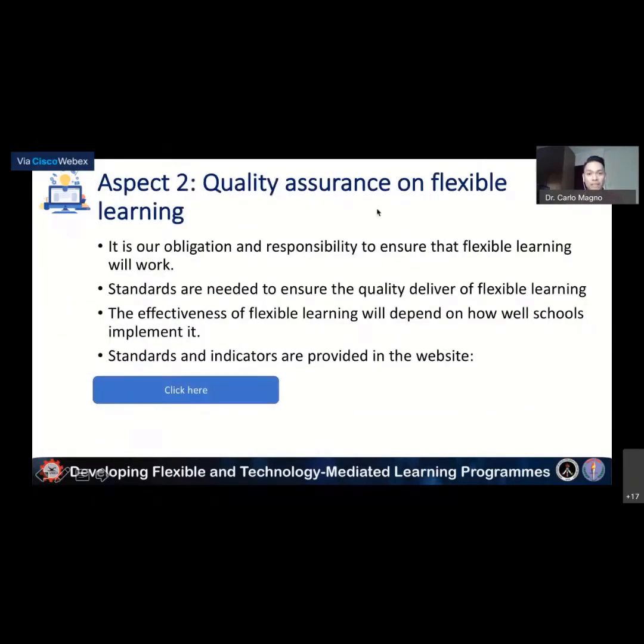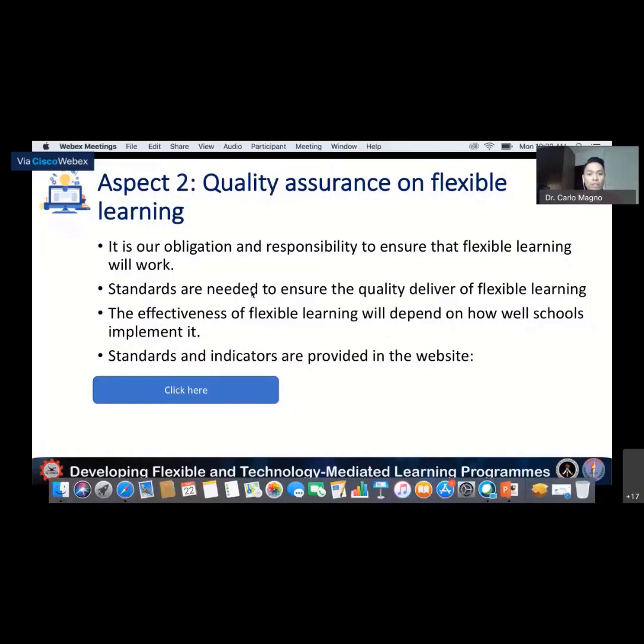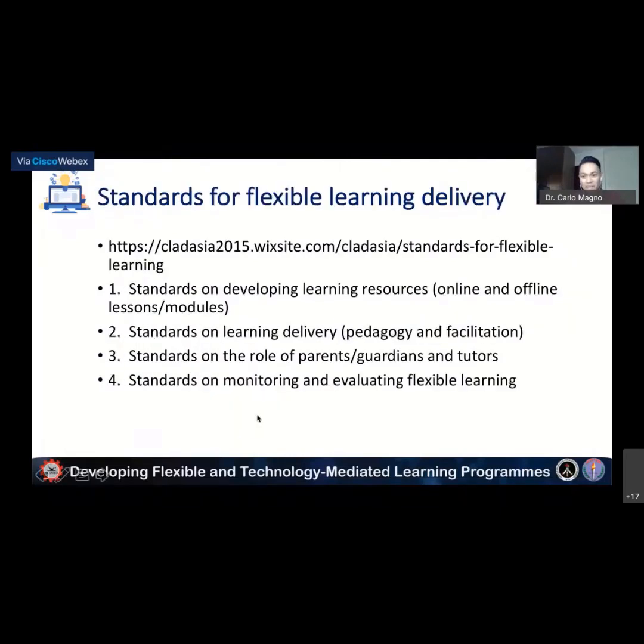When you say aspects of quality implementation of assessment, it's very important that we realize that it is our obligation and our responsibility to ensure that flexible learning will work. Therefore, we need these particular standards to ensure that the quality delivery of flexible learning is actually provided. And we need to ensure that flexible learning will be effective based on our implementation. And in order to do that, we need to follow a specific set of standards. And when I share these particular slides later on, you just click on this particular button so that you will be able to see the aspects of the standard.